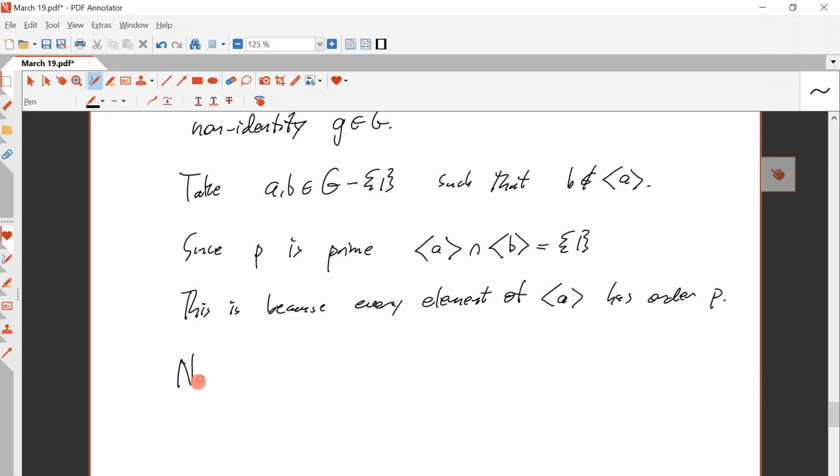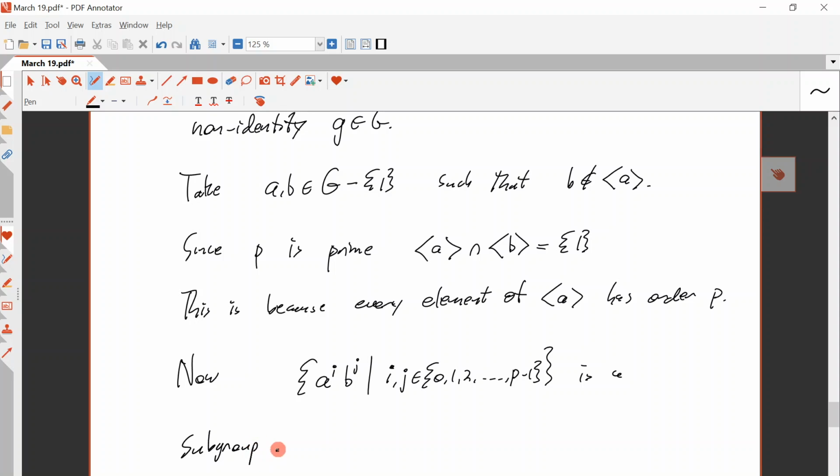So now, the set of all A to the I, B to the J, such that I and J are elements of the set 0, 1, 2, 3, up to P minus 1, is a subgroup of G of order P squared. Right? Because the powers of A and the powers of B have no overlap.